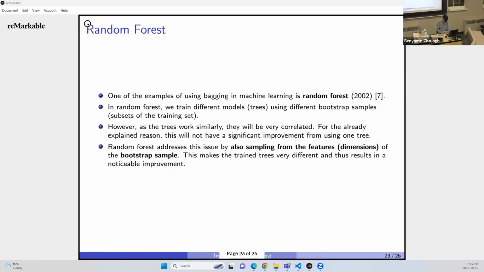So we said that one of the examples of bagging in machine learning is random forest, proposed in 2002. And what does it do? In random forest, we train different models. Models are trees here, using different bootstrap samples, which are subsets of the training data set, right? So random forest is a bagging method, but as we want the trees to be very different, in addition to being different in terms of bootstrap samples, we also sample from the features. In addition to sampling from the data points, we also sample from features. So every tree will be trained by different features also. Why do we do that? Because we want the trees to be very different, right? So this is random forest, and as I said, we also sample from the features or dimensions of the bootstrap sample.